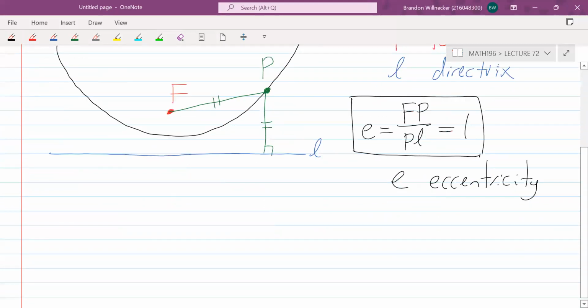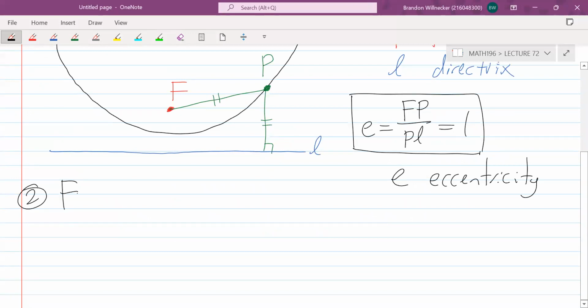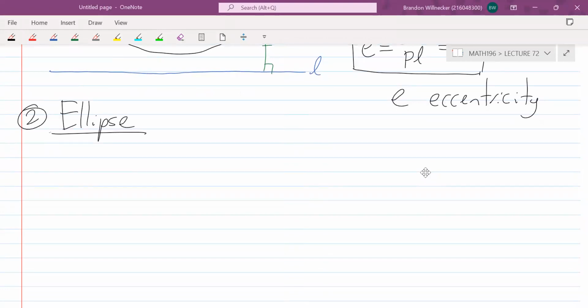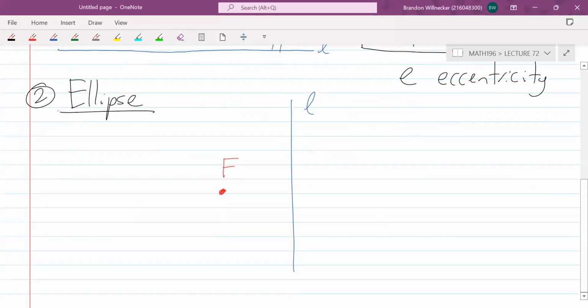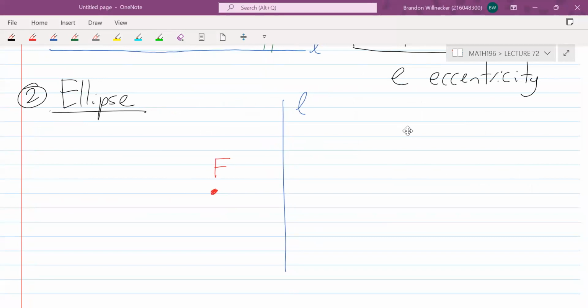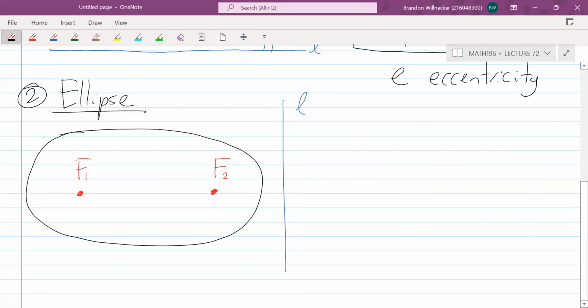Let's look at the ellipse. It's defined very similarly. We've got a directrix line. For this case, let's do it vertical, just for something different. So we've got a vertical directrix line and a focus, similar to what we had before. But for the ellipse, we have two focus points. We've got another focus point here, so let's say that's F1 and that's F2. Then again, we've got the ellipse shape, something like that.